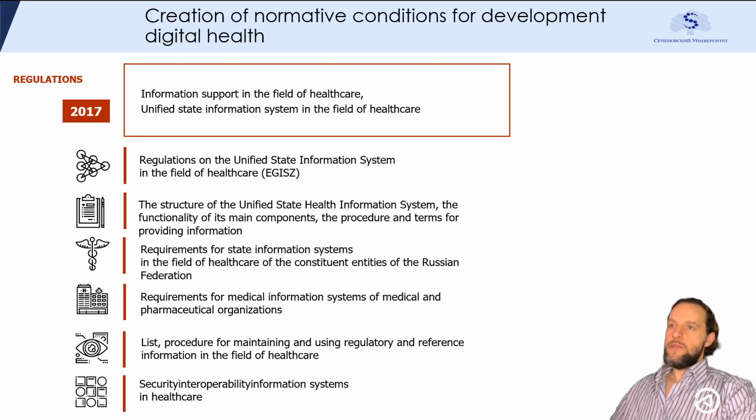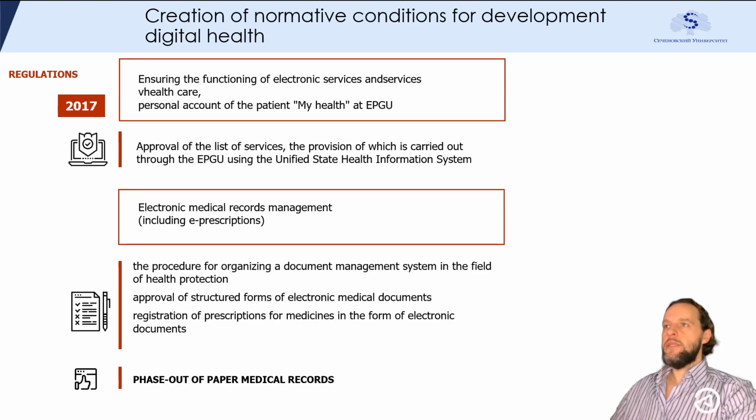Also, there are security issues, which were already described in regulations: requirements for medical system and pharmaceutical organizations, how this solution will be implemented, requirements for the system itself, for data exchange, and all the related issues. Also, in regulations, electronic medical records are covered, and a document management system was also developed to store medical documents in the unified format.